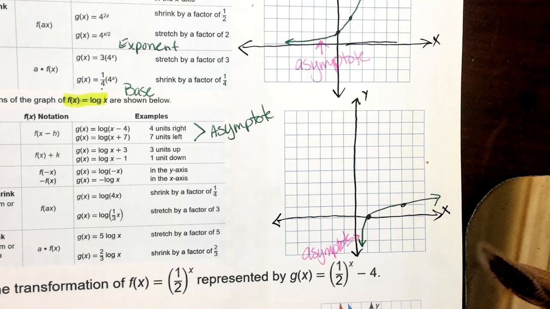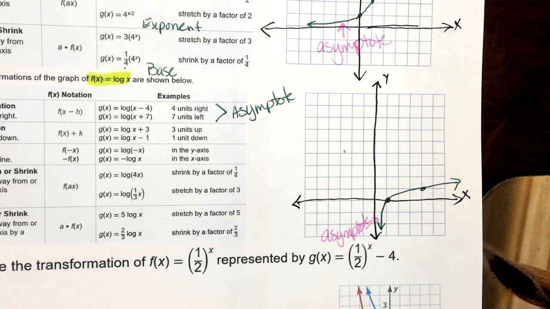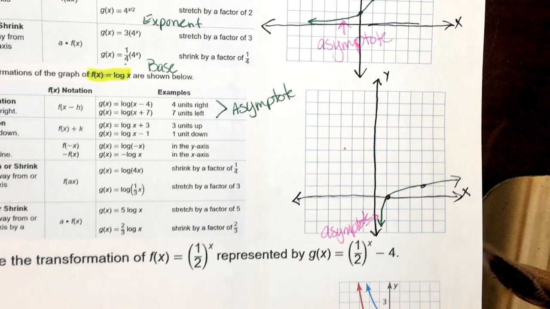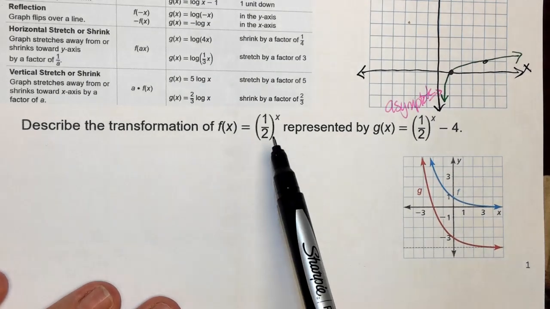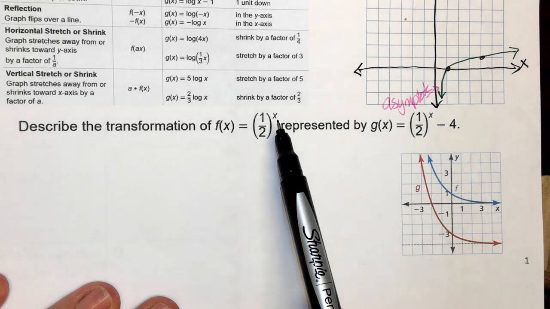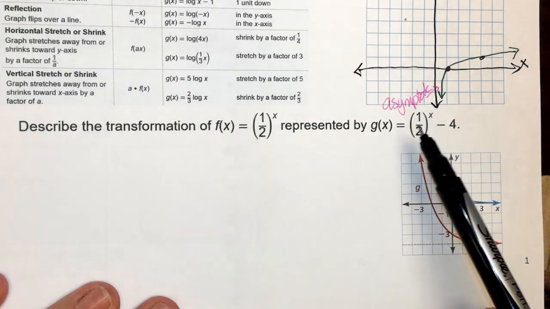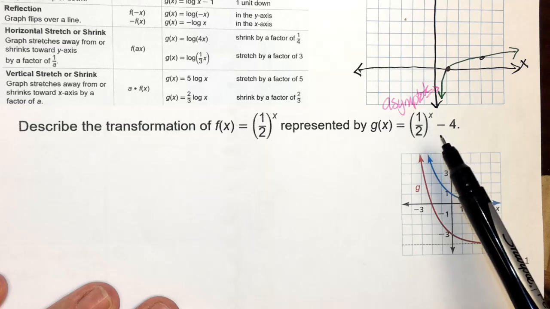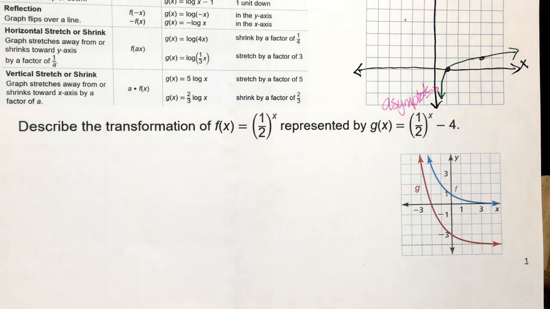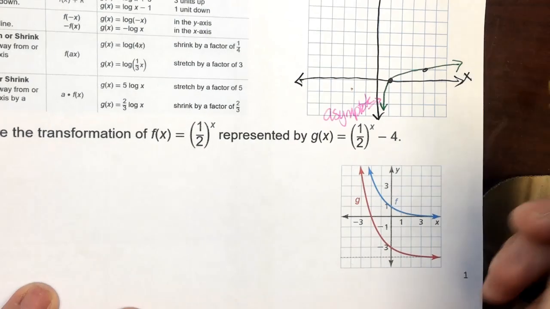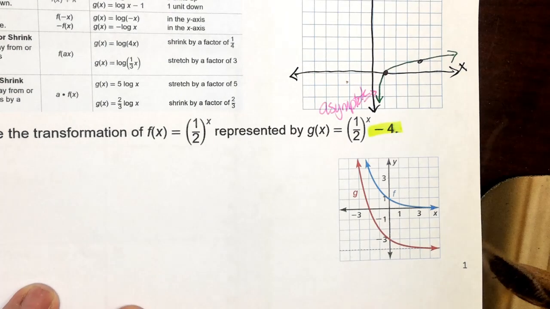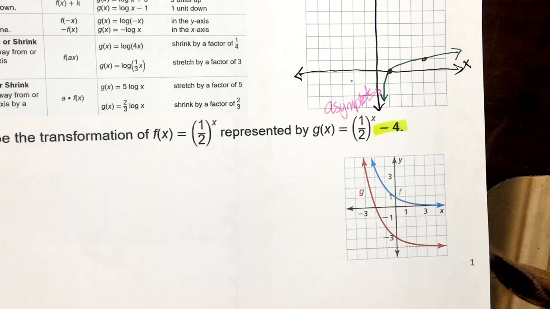All right, so like I said, if you go back to these as you're going through the practice, it should be no big deal. You should be getting familiar with these, and the transformation should be coming a little easier. All right, so looking at this one, it says describe the transformation of f of x equals 1/2 raised to the x power, represented by g of x equals 1/2 raised to the x power minus 4. So what was added to our original function? Just this minus 4. Sorry, my paper keeps hanging up on something. So just this minus 4 is the only thing that was added to it.